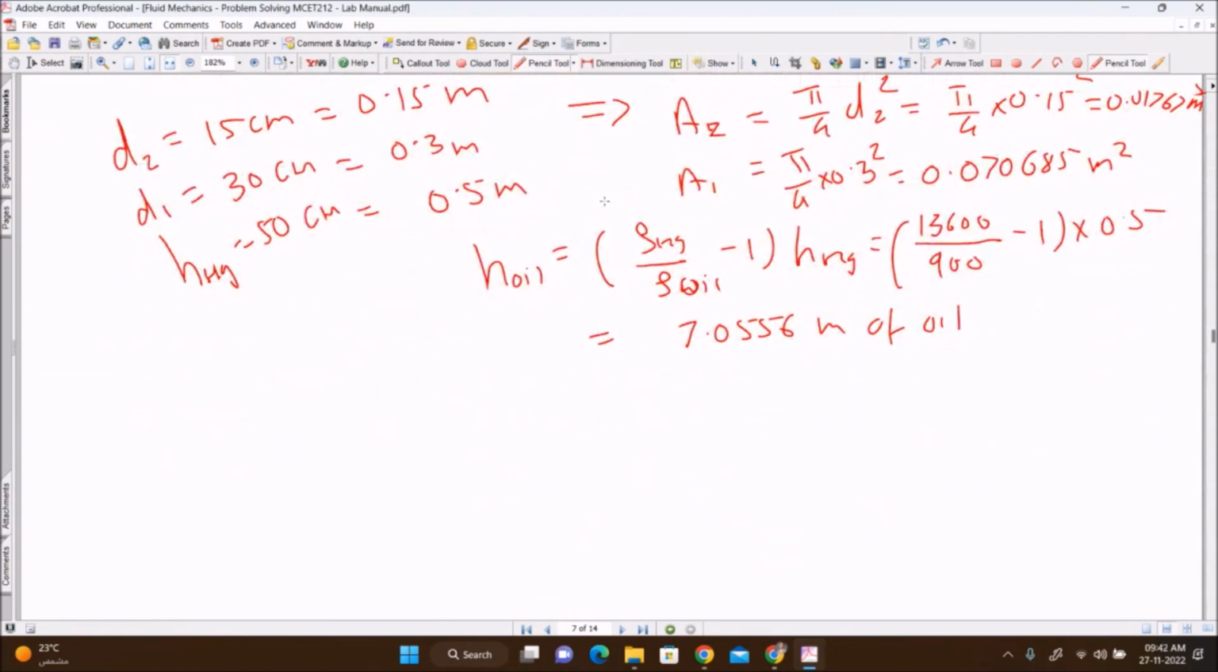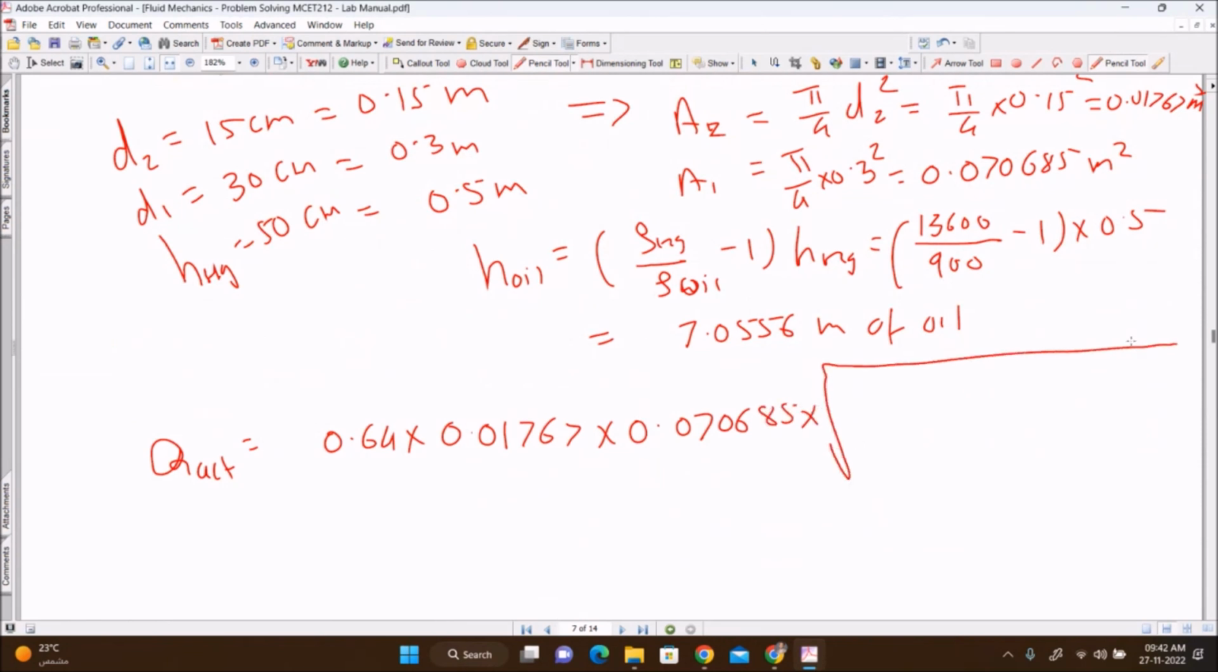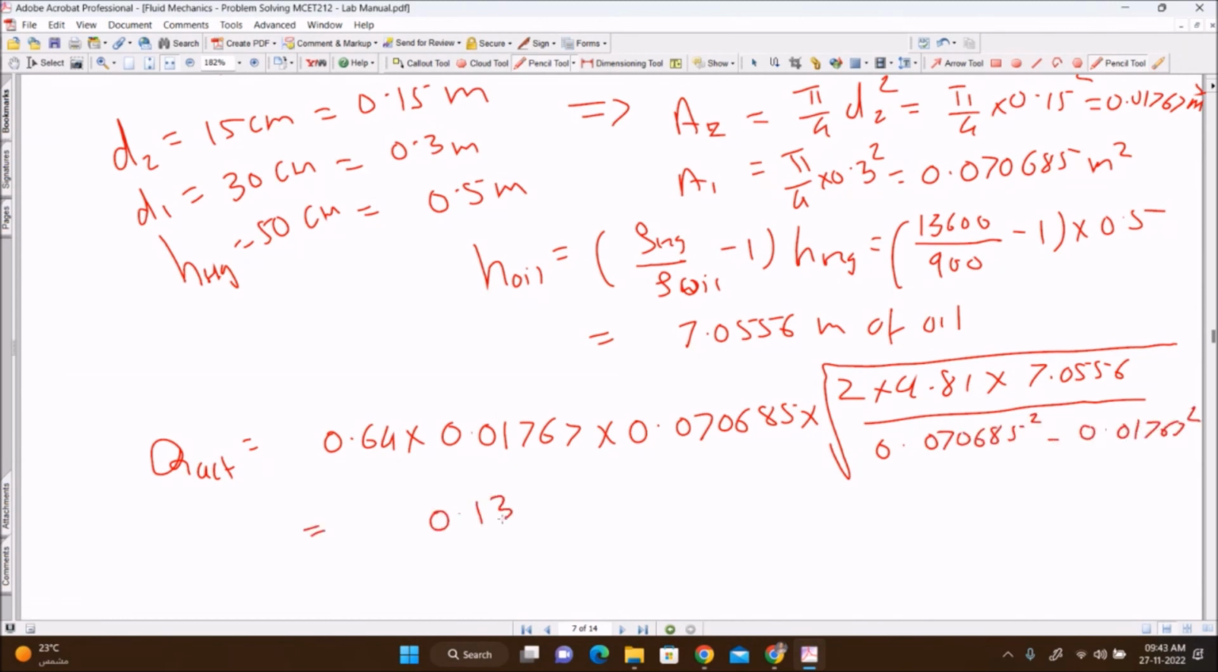Now find out Q actual. So Q actual, not theoretical. We'll get the answer 0.13742 meter cube per second. Sometimes it is asked as LPM, so I can change it.